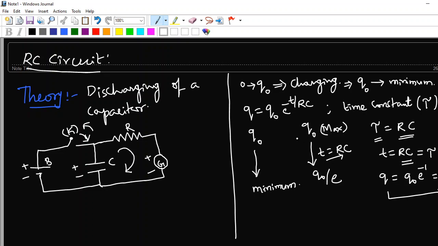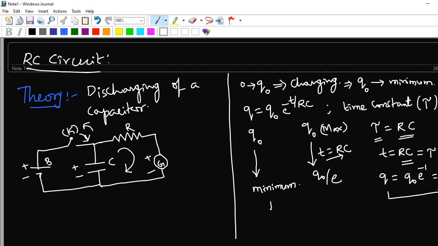So this particular time we are calling the time constant. That means it is the time required for a capacitor to discharge from its maximum charge Q naught to Q naught by e, known as the time constant, mathematically given by R into C. So in this particular experiment, we are going to understand the time constant of a given RC circuit.